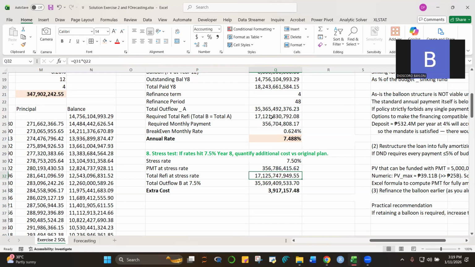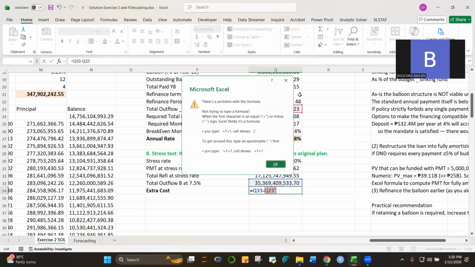Yung babayaran, total cash to be paid from years 7 to 12 using the balloon payment is 17,121, no? Ito, 17,125. So may discrepancy na tayo. Actually pwede natin tingnan na lang dito, no?